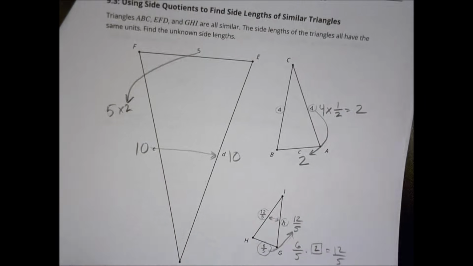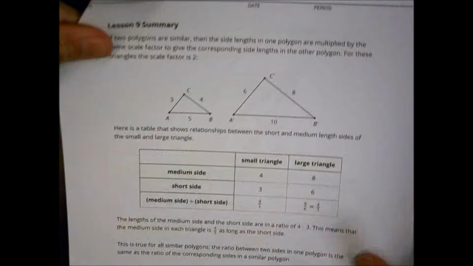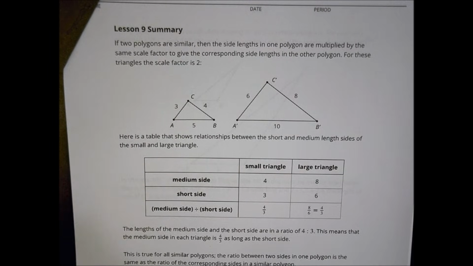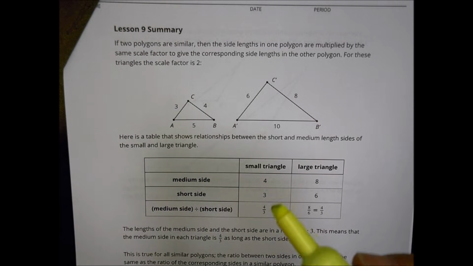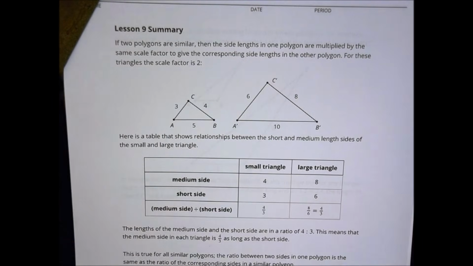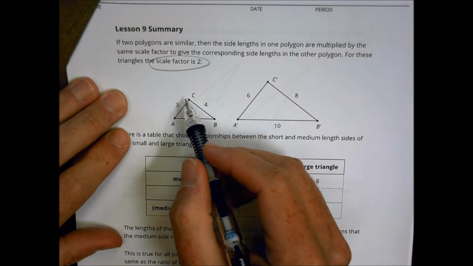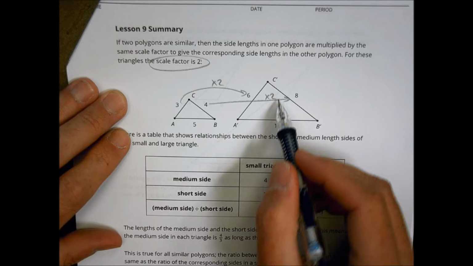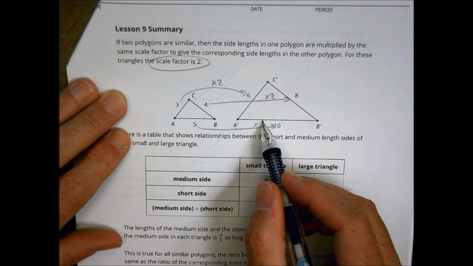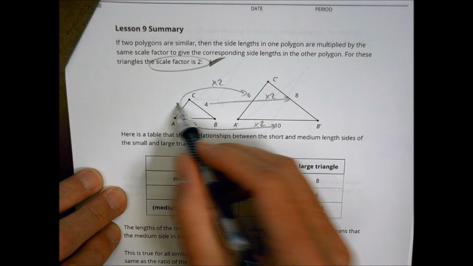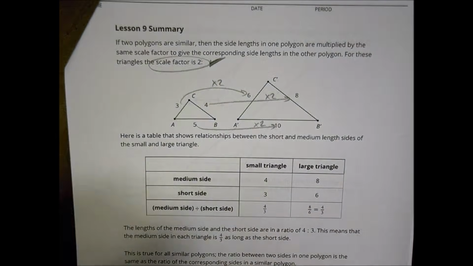So in summary for this lesson today, if two polygons are similar, then the side lengths in one polygon are multiplied by the same scale factor to give the corresponding lengths in the other polygon. In this case here, the scale factor is 2, meaning we're going from 3 to 6, so it's times 2. And every one of these should also be times 2. 5 times 2 is 10, 4 times 2 is 8. So we know that our scale factor definitely is 2, and all of our sides are going to correspond to one another, so we're in good shape there.